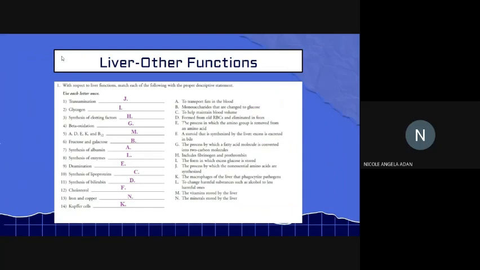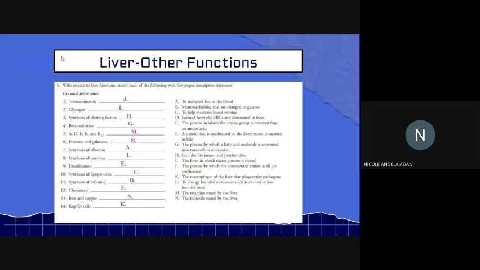The liver and other functions. Number 1, transamination. The answer is J. Glycogen, we have I. Synthesis of clotting factors, we have H. Number 4, beta oxidation, G. Number 5, ADP, E. K, and B12 is M.